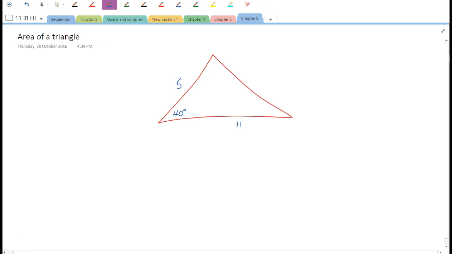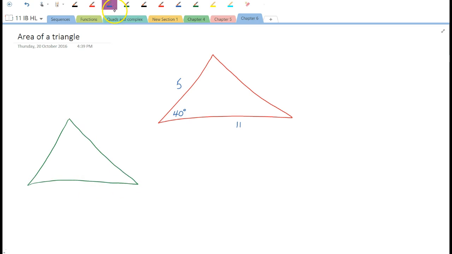Okay, we're going to have a look at the area of a triangle in this YouTube video, and we've been finding the area of a triangle for years. Surely this is not higher level IB mathematics. What's going on here?